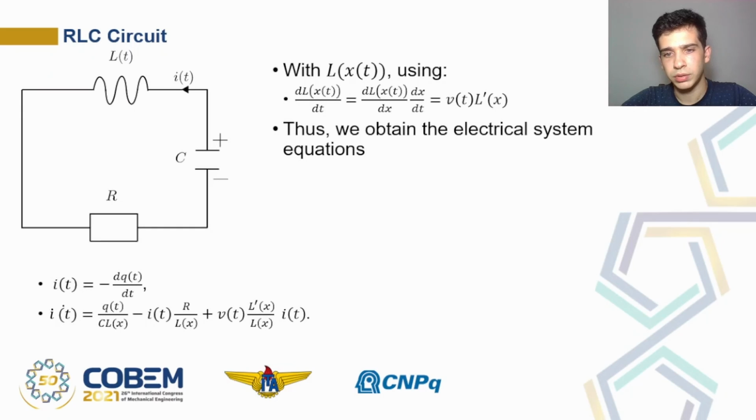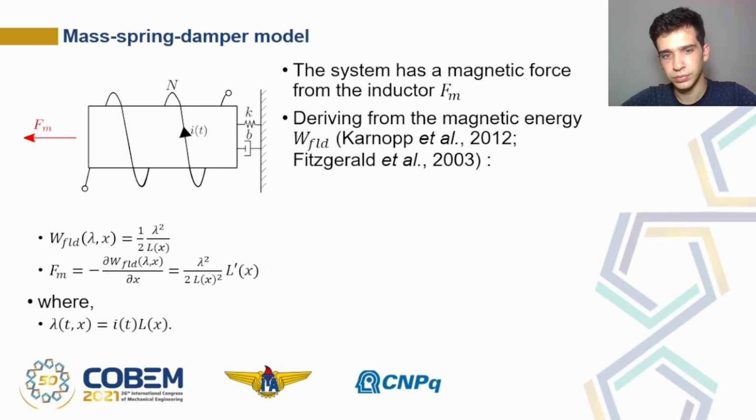We now have the final electrical circuit equations, in which we chose to represent the current function and the rate of the current with relation to time, as we would track those measures. Proceeding to the mechanical system, we have a simple mass-spring-damper model, with a magnetic force driving the movement.